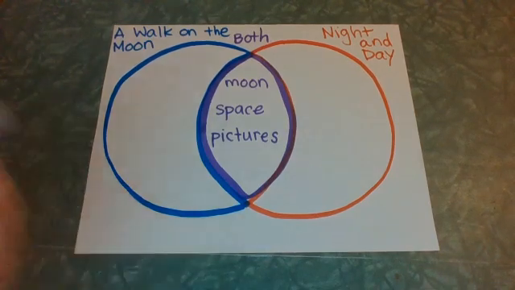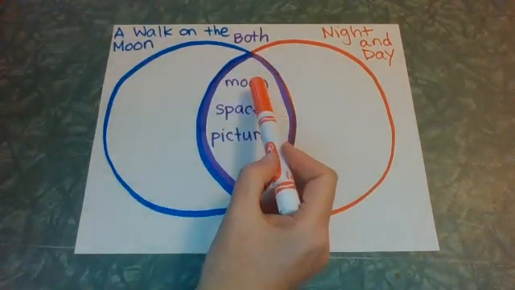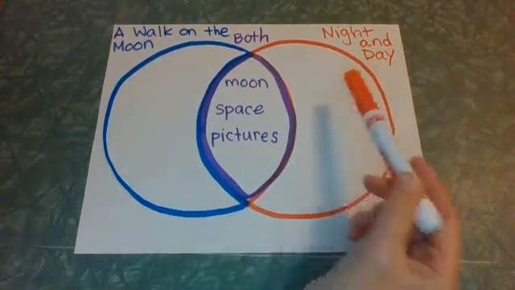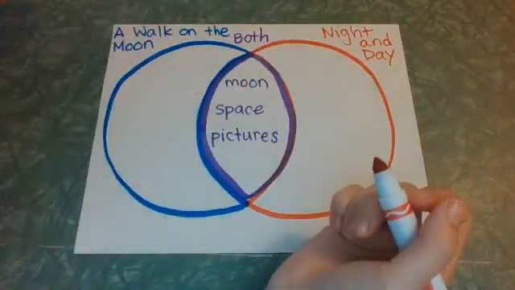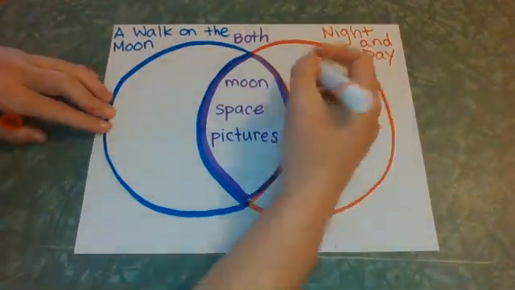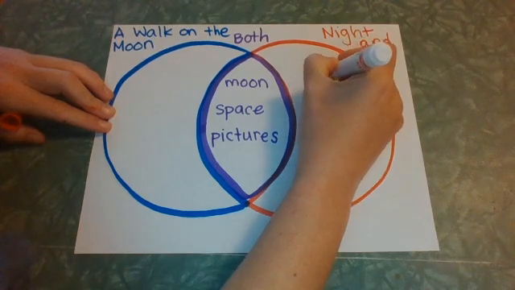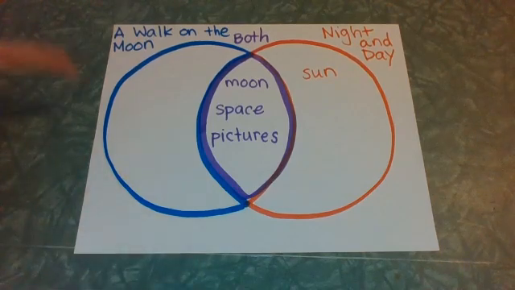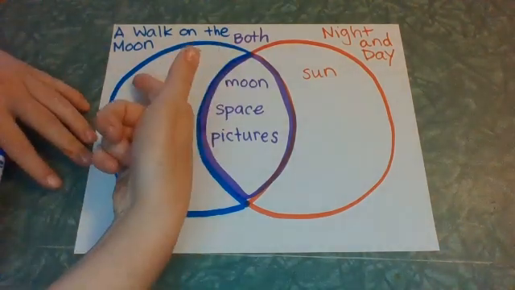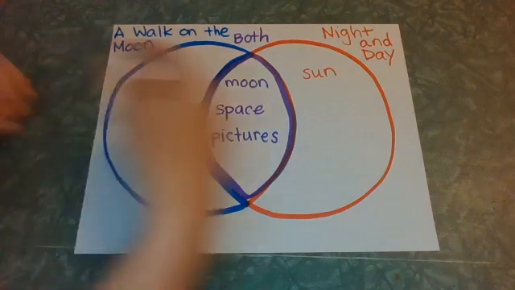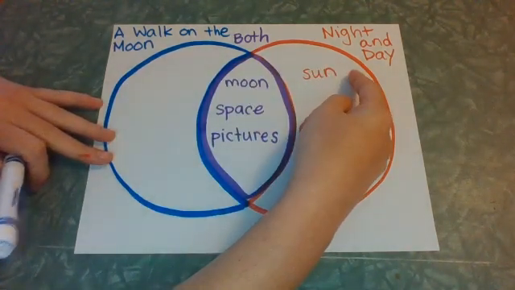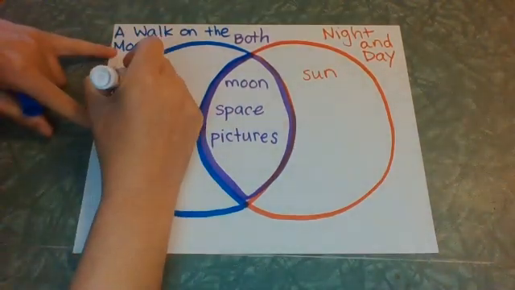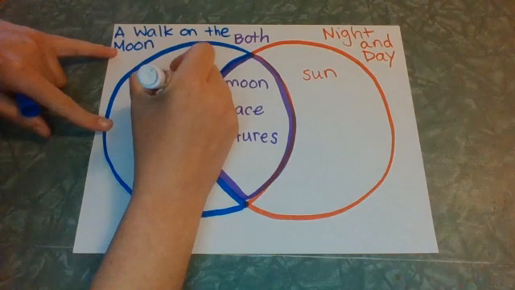Now let's think about Night and Day. What are things that make Night and Day different from A Walk on the Moon? They both have the moon, but Night and Day is about the moon and the sun. So I'm going to write the word sun in here. We don't learn about the sun in A Walk on the Moon. You know what? I can write that for something that is different about A Walk on the Moon. If Night and Day has the sun, they both have the moon. A Walk on the Moon is not about the sun.